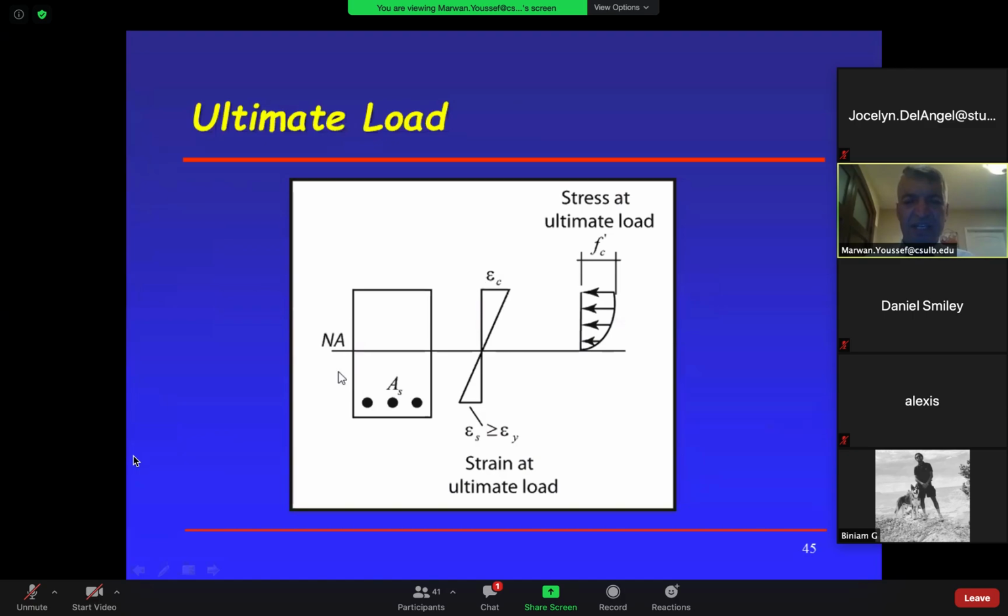That's the epsilon C. What happened at ultimate? Remember, the beam is cracked below the neutral axis. So we ignore the concrete. So who's picking up the load? The steel. The steel, we said, is good in tension. So the steel is going to have a force in it.